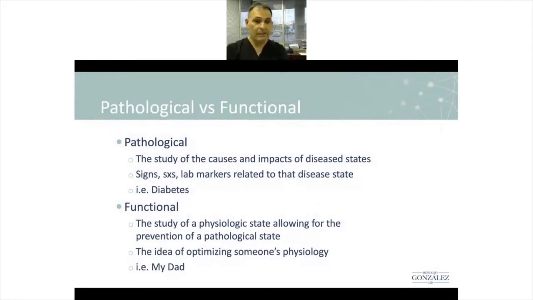The pathological approach to an individual's overall health is the study of the causes and impacts of disease states, looking at labs and parameters, and waiting for a lab to fall outside the parameter before we do anything about it, instead of trying to catch things early and looking at combinations of labs. A functional approach is the study of the physiological state, allowing for the prevention of pathology. So it means looking not just at labs, but listening to the individual, their signs and symptoms, with the idea of optimizing who they are.